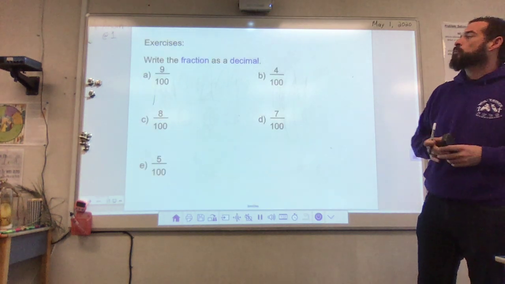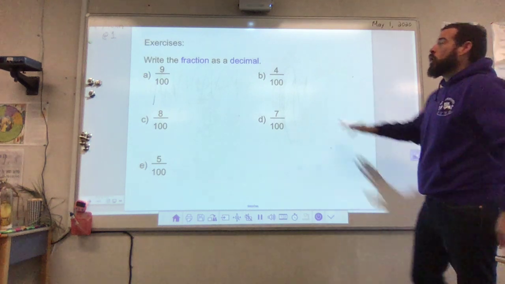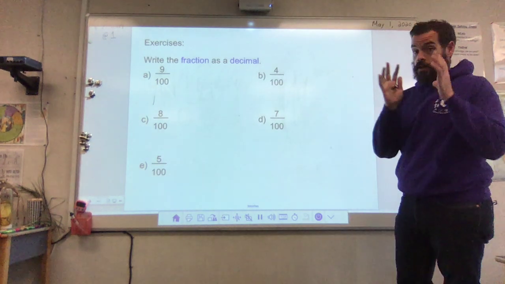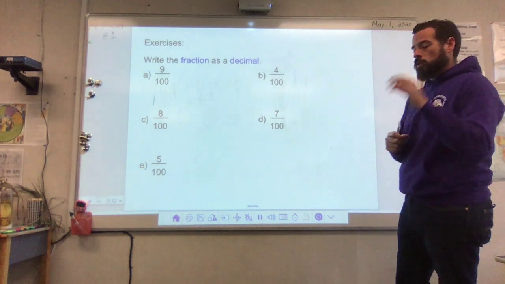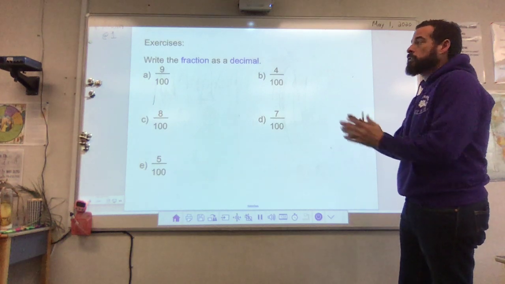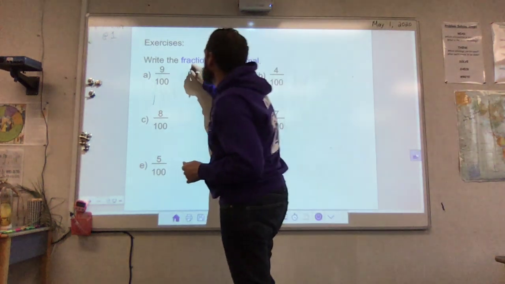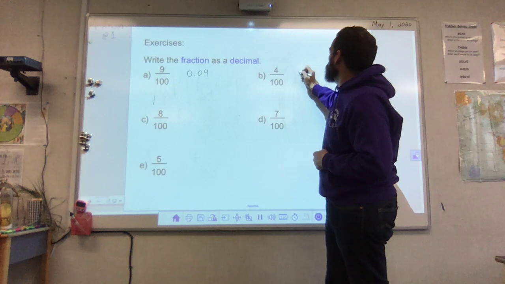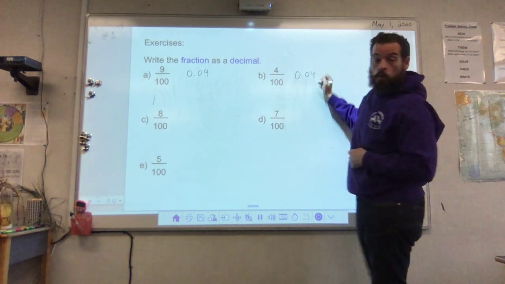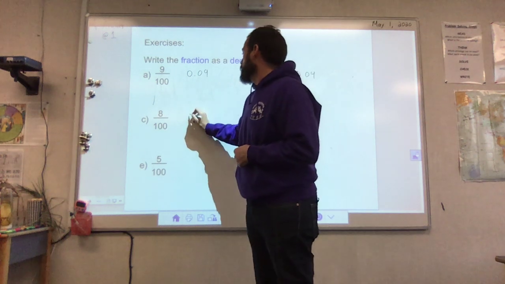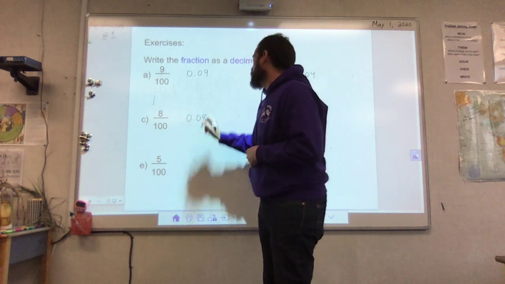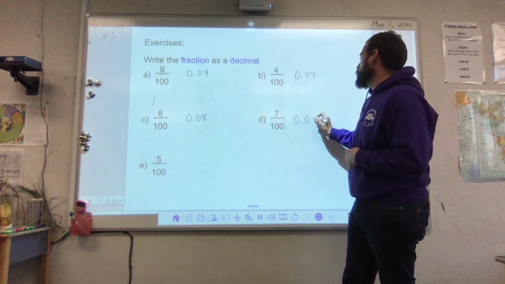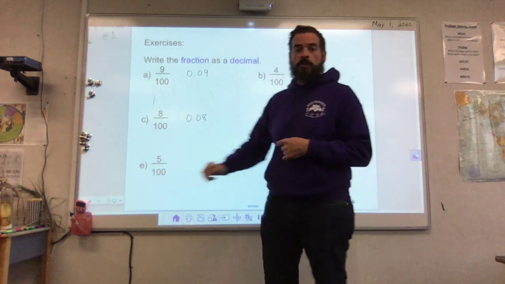All right, so now we have some fractions that we're given. If you notice, all of these numerators in A, B, C, D, and E are less than 10. So that tells me right away that when I'm writing my decimal, in that tenths place, because I haven't reached my tenths, it's going to be a 0. So it's going to be 9/100ths, 0.09. B, 4/100ths, 0.04. C, 8/100ths, 0.08. D, 7/100ths, 0.07, and E finally 5/100ths, 0.05.